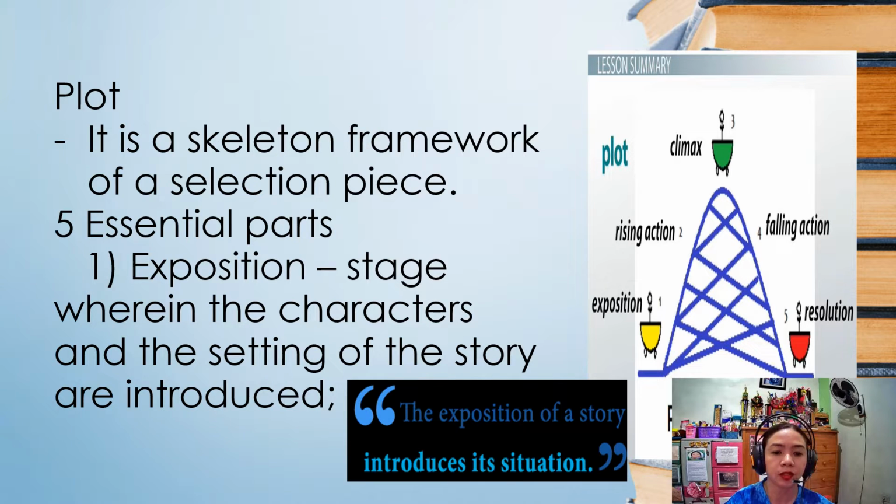First is the exposition. This is the stage wherein the characters and the setting of the story are introduced. It means that this is the part where the situation is being introduced by the writer or by the author of the story. So you will notice that there are 5 essential parts, wherein the first one is the exposition.